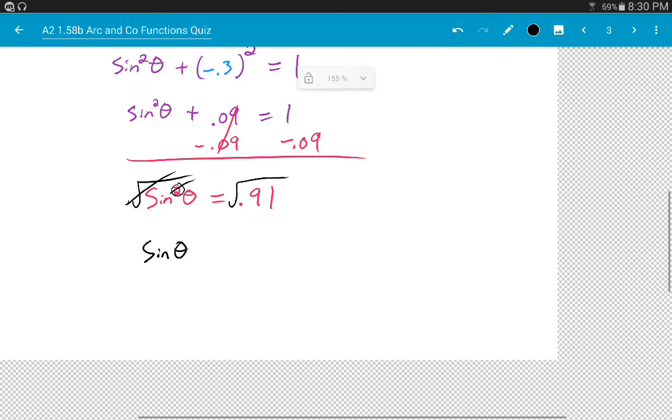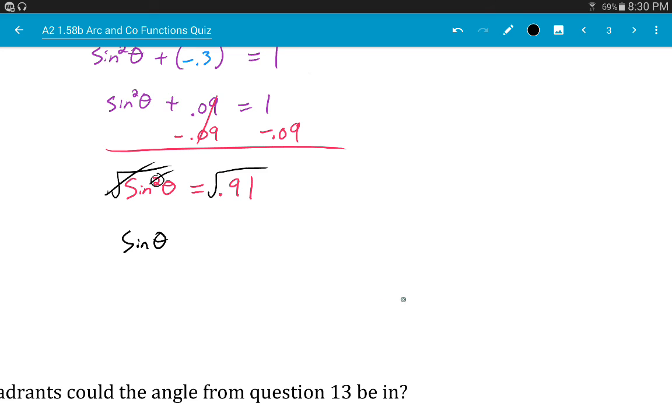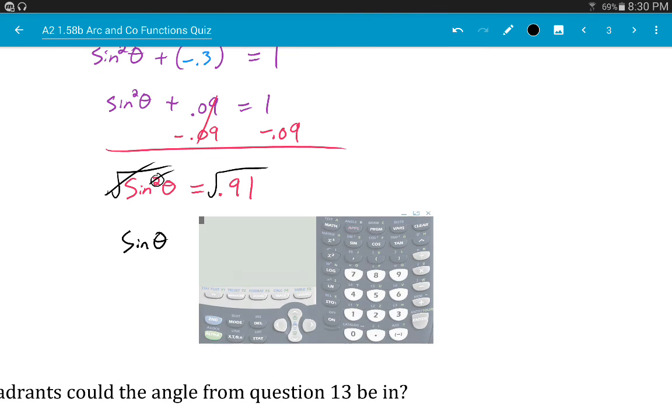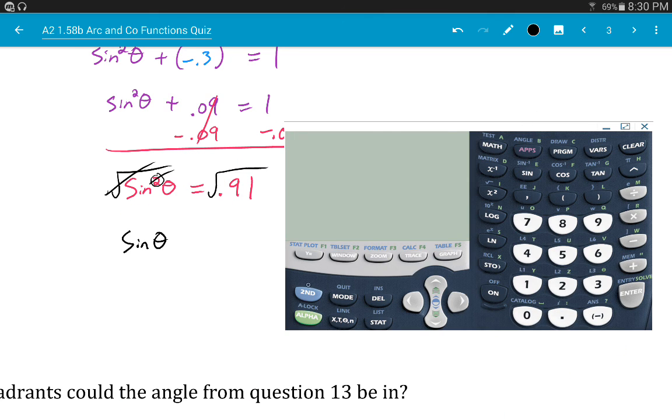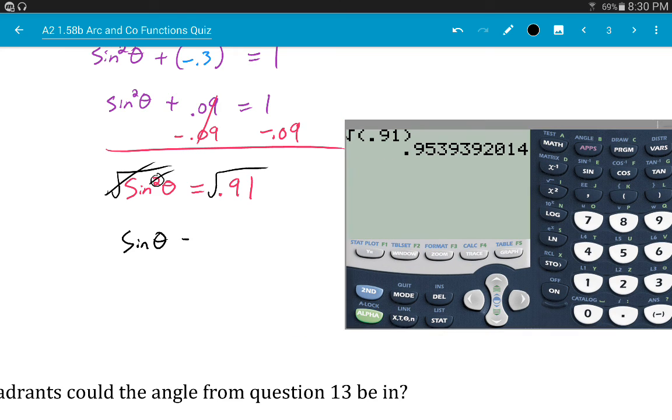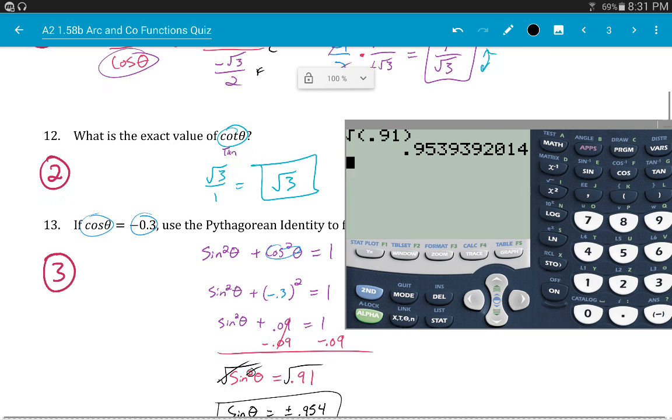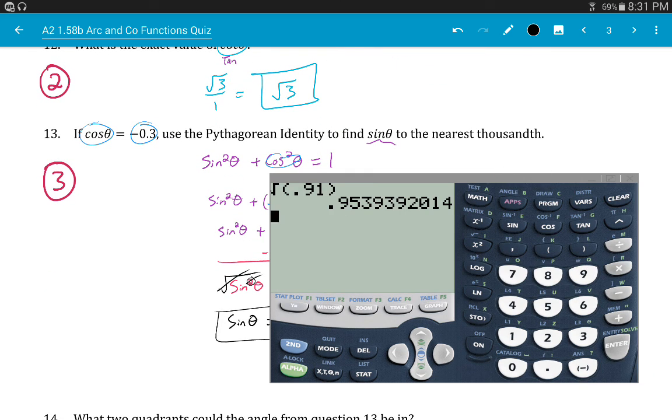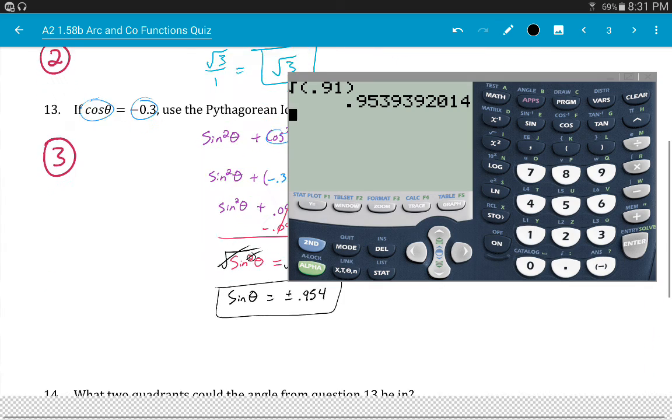I'm going to need my calculator for this. Sine theta is equal to the square root of 0.91, 0.954. Remember that we have positive or negative 0.954. And that is sine theta. Check to make sure I followed the rounding rules. To the nearest thousandth. Yep, 3 decimal places. 0.954.